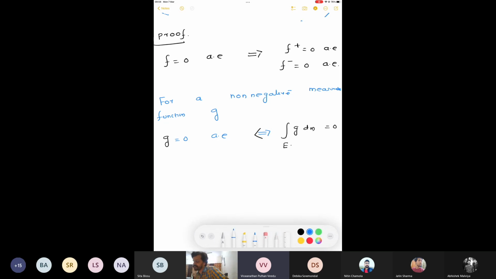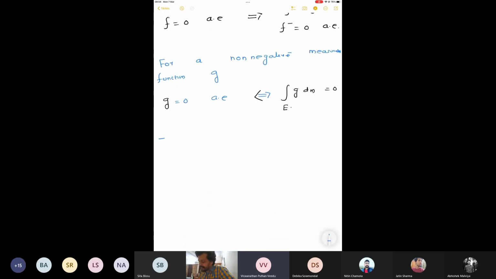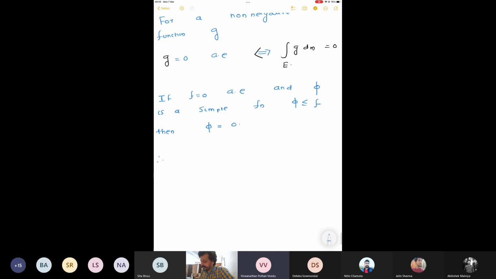Anyway, let me prove this first. If f equal to 0 almost everywhere, I have to prove that the integral is 0. And now how do you define the integral of f? Using the integral of a simple function. If phi is a simple function with phi less than or equal to f, then phi will be 0 almost everywhere. And therefore, the integral of phi dm, phi being a simple function, will be equal to 0.